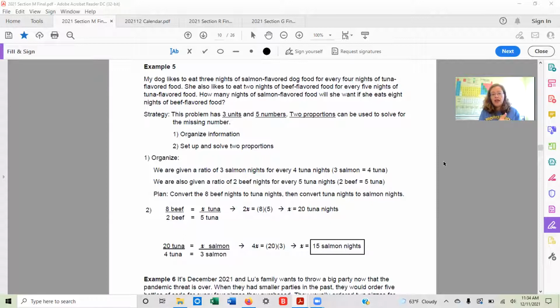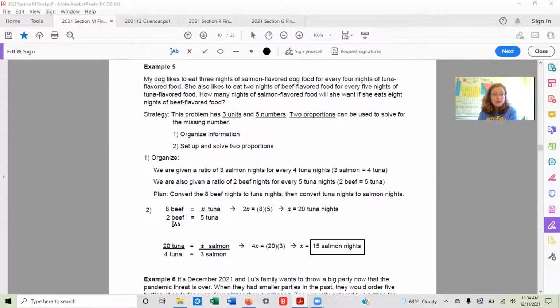So here's our plan. We're going to convert the 8 beef nights to tuna nights. Then we'll take that number of tuna nights and convert it into salmon nights. It's going to take 2 proportions, but it's going to get us to the correct answer in the end. Our first one, the way I do this is I say, okay, the 8 beef is equal to X number of tuna. We don't know yet.